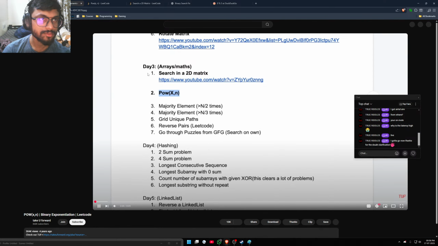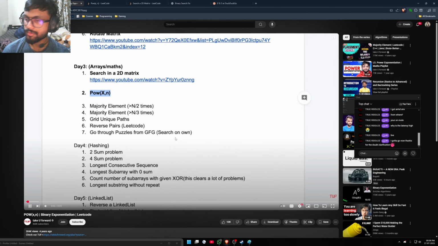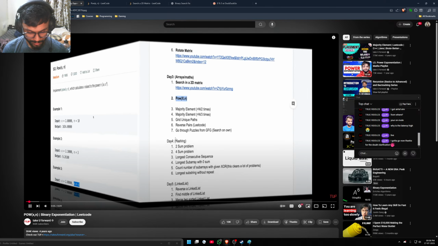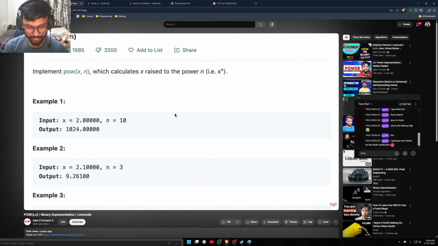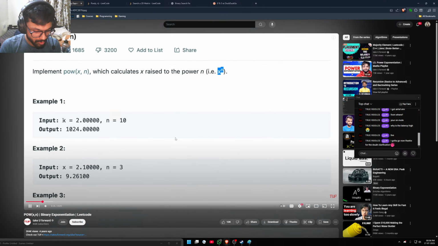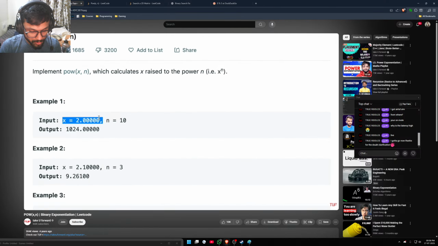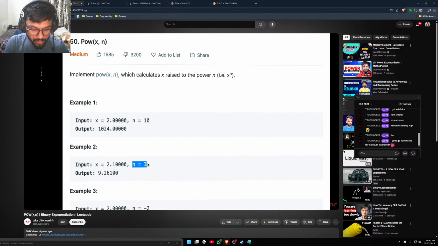Hi everyone, this is Trevor here. Today we are going to solve the problem pow(x, n). Given any value of x, it can be an integer or a double, you need to return, for example, 2 to the power 10. And the value of n can be any integer, it cannot exceed the integer range. That is what the problem states.